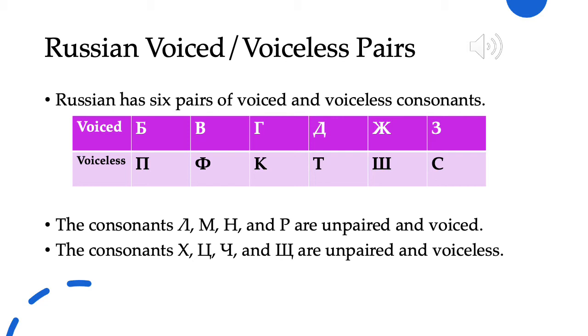There are also some consonants that are unpaired. So the consonants L, M, N, and R are unpaired and they are voiced, while the consonants H, C, Ch, and Sh are unpaired and they are voiceless. And we will talk a little bit more later about how they affect other consonants around them, but for the most part, they are not part of the system that we are about to discuss. Only the consonants in that purple chart on slide 3 of the PowerPoint are in this system of devoicing that we are about to discuss.